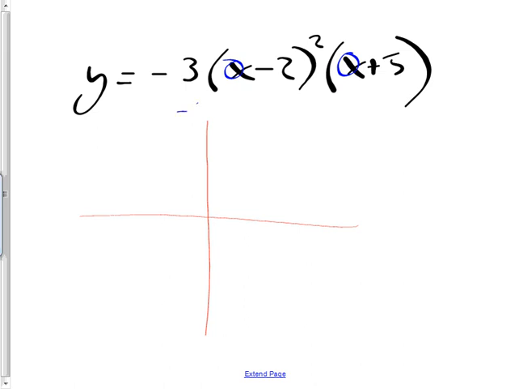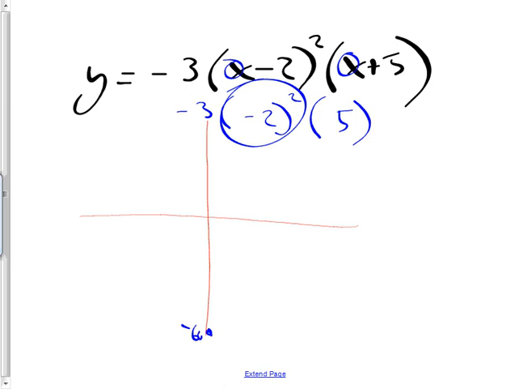And I'd have negative 3 times negative 2 squared times 5. And what has to be first? That has to be first. So that's going to be 4. 4 times negative 3 makes negative 12. Negative 12 times 5 makes negative some really big number. What is it? 60. Thank you. So negative 60 has to go through that.